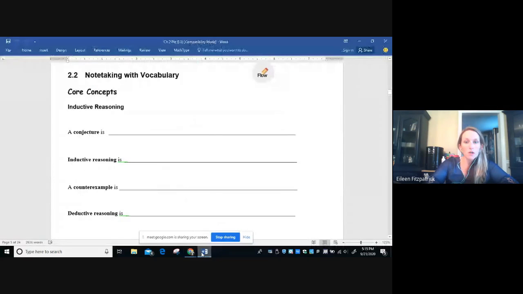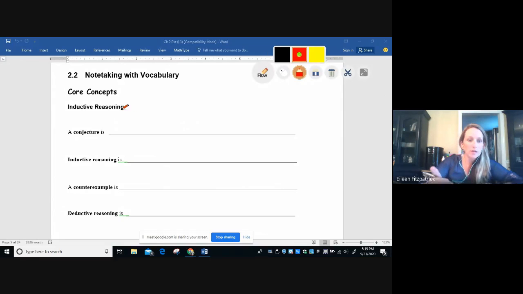Okay. So for lesson 2.2, we're going to continue to talk about different types of statements and reasoning. We're getting prepped to get into our proofs. That's where we're headed. Okay, we do have some vocabulary that we have to go through. So a conjecture. Okay, and I'll write this out.